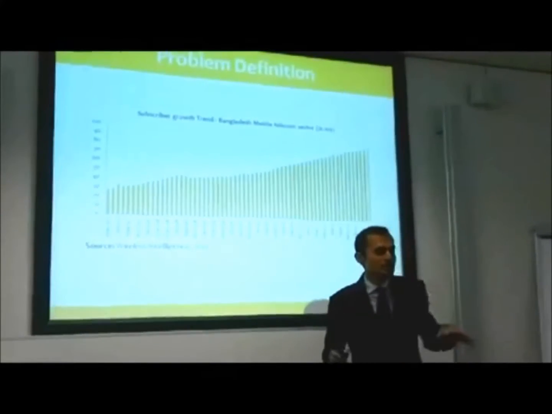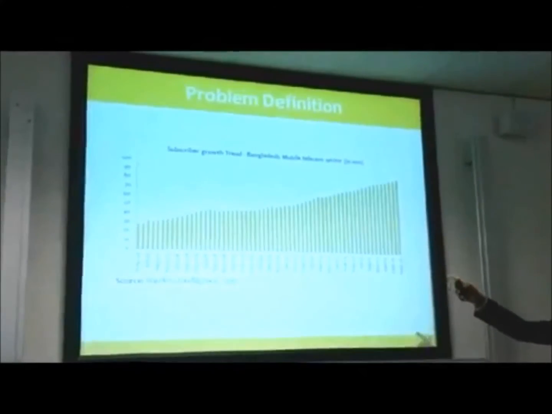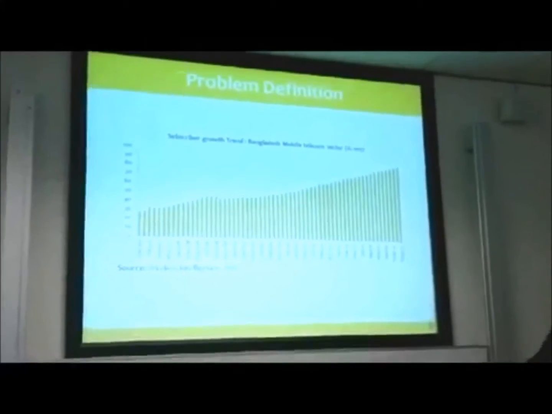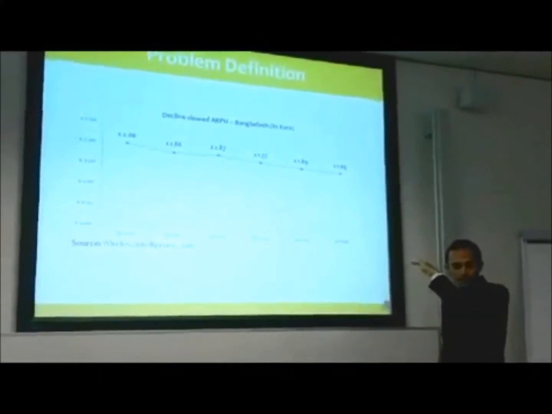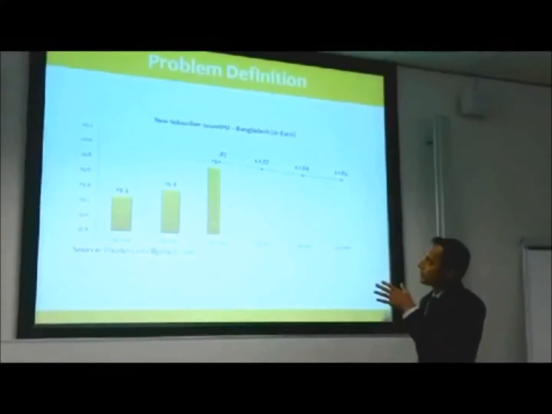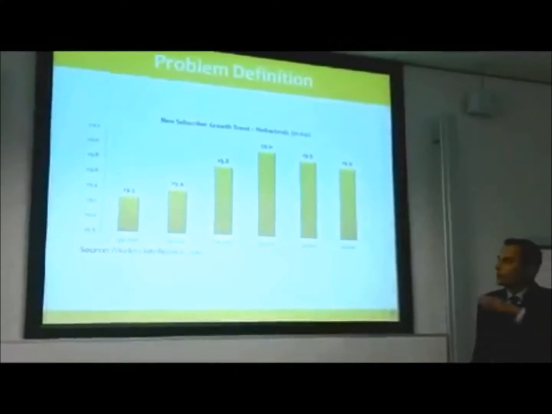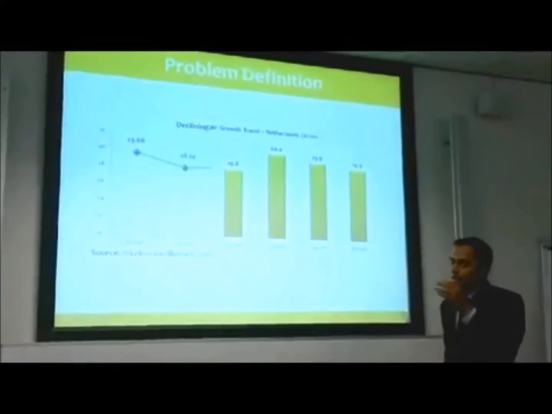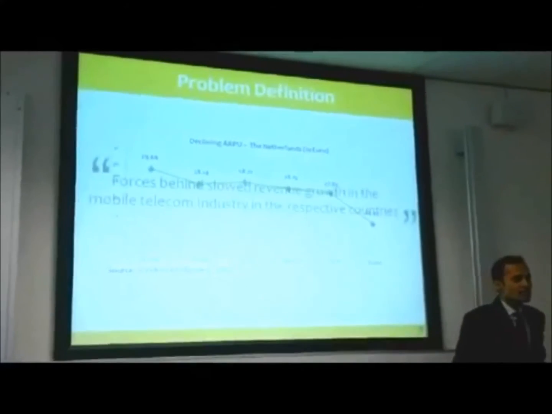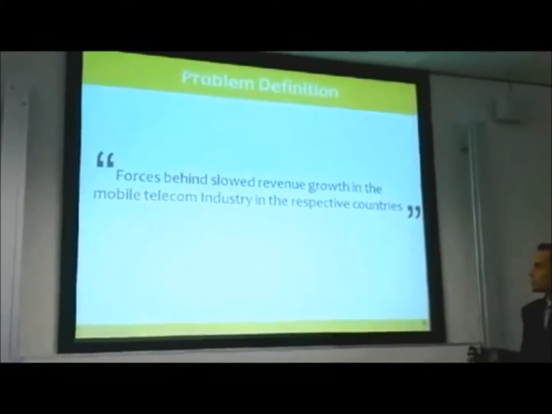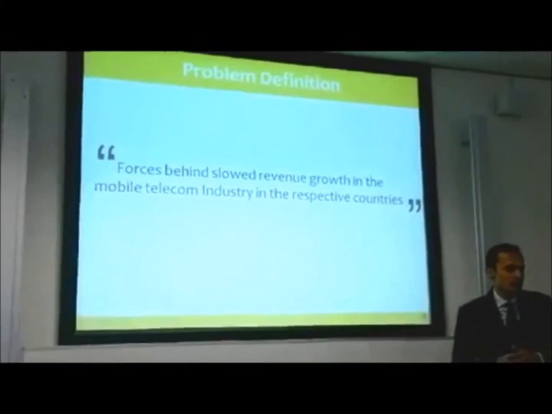Now, all these things come with the problem definition. As you see, in Bangladesh the high subscriber growth rate is going up, but on the other hand, the revenue is going down slowly. Similarly, in the Netherlands, it's a bit uneven, but it's going up. At the same time, revenue is going down. So that leads me to the problem definition. I want to see what the forces are behind such a slow revenue growth rate in the mobile telecom industry in both countries, right?